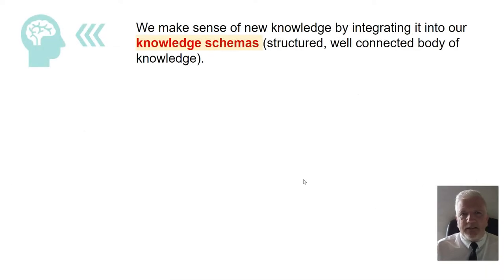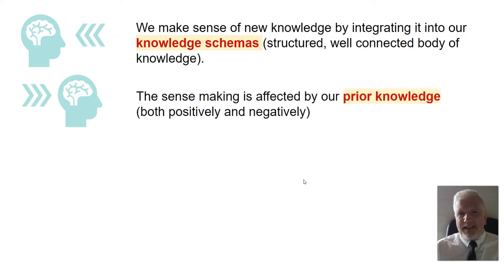Okay, let's summarize together where we've been on this journey so far. We make sense of new knowledge by integrating it into our knowledge schemas. That's how meaning is made. Those schemas are structured, well-connected bodies of knowledge. All the right notes in all the right order. But this sense-making is affected significantly by our prior knowledge. It can be positively affected if we make the right connections, or negatively affected whenever I went off on the wrong Abraham, whenever my headmaster was talking to me.